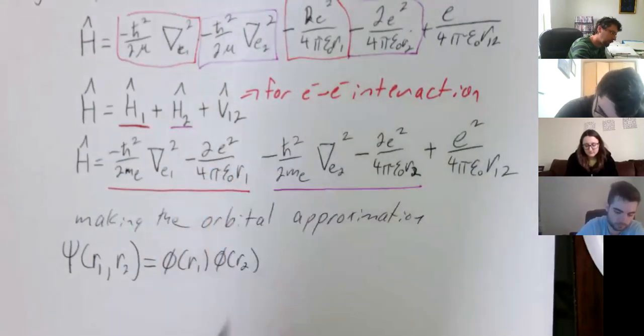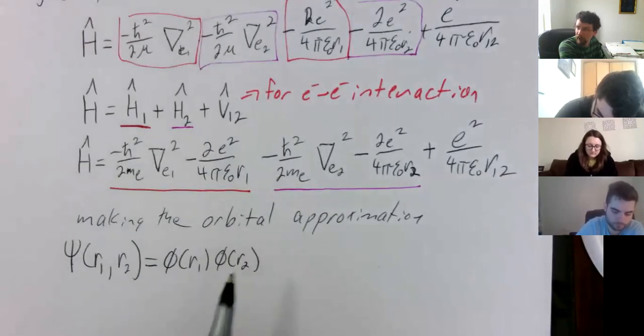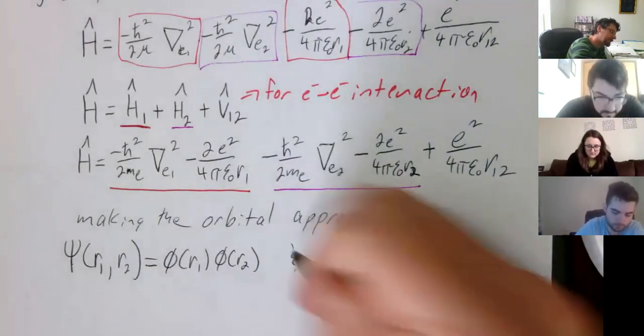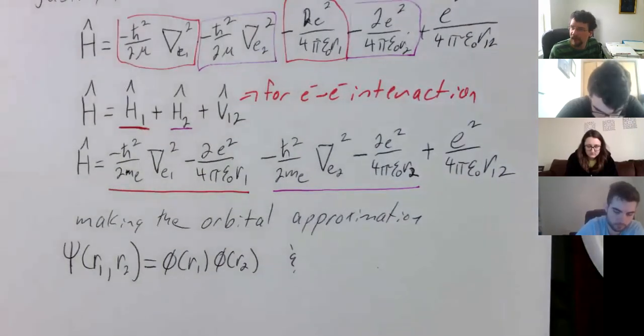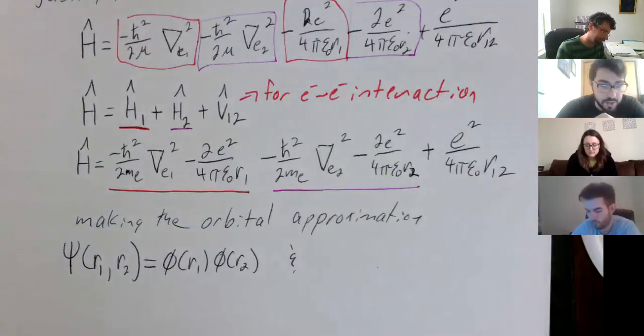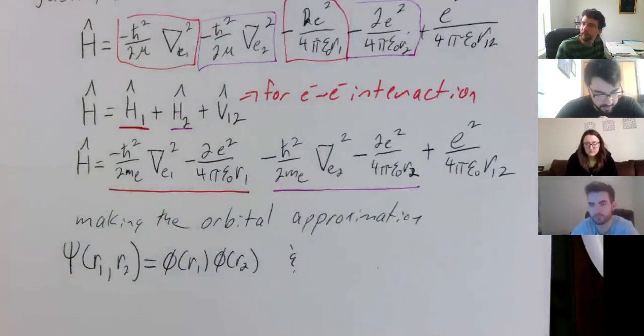One that electron number 1 is occupying and one that electron number 2 is occupying. And what else does the orbital approximation say? What consequences does this have? It means that each electron occupies its own orbital, and they're kind of independent of each other.